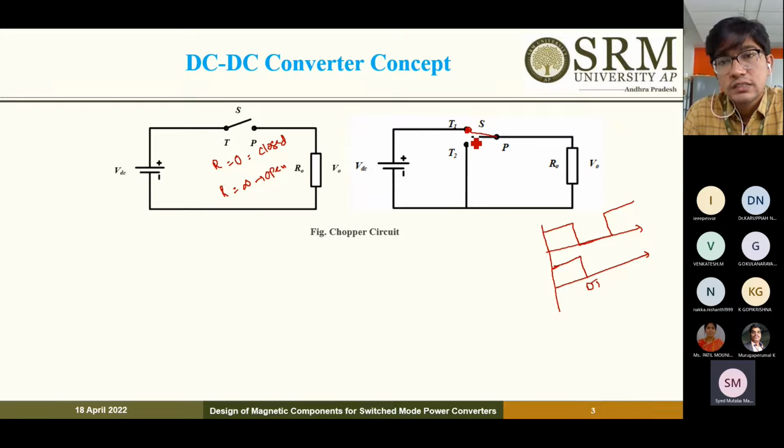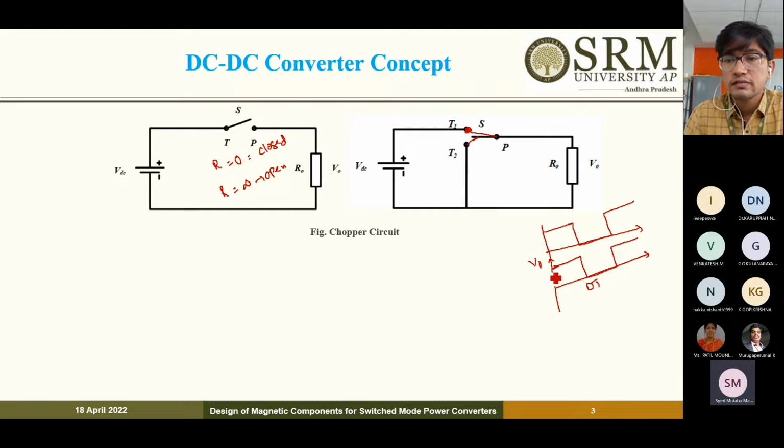When this point P is connected to T2, that means this is open. So that means it is shorted. That means the voltage across the load will be 0. So if you construct a DC-DC converter like this, your output voltage will not be a constant DC. It is a variable DC. If you see here, it is a variable DC.